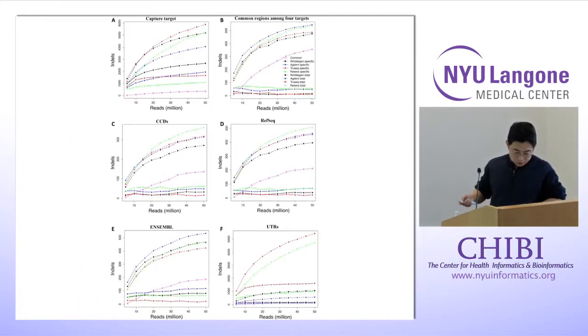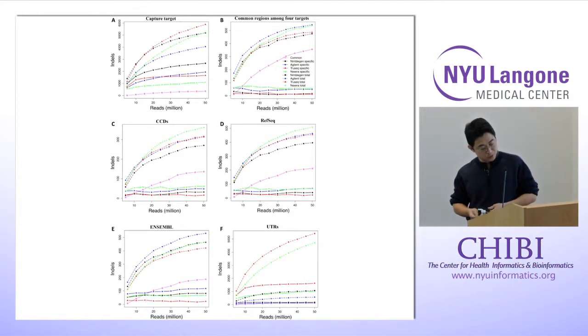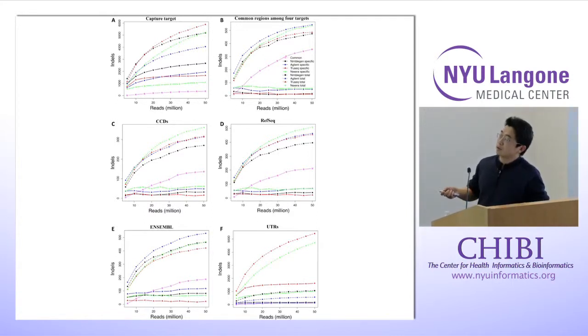This is for indels. Basically, indel calls, compared to single mutations, can be more accurate. But for variant calls, compared to somatic mutations, you need more reads. So at this level of 50 million reads, the number will keep going.